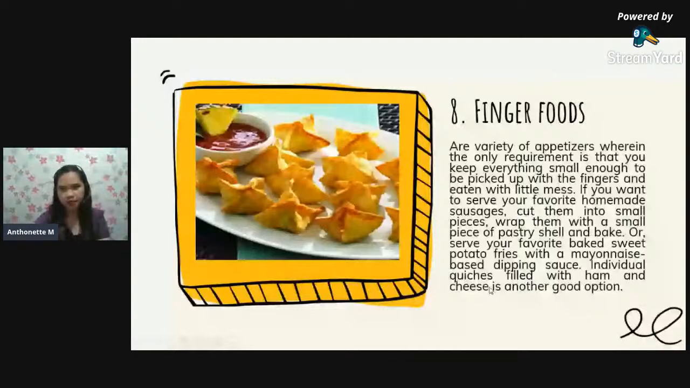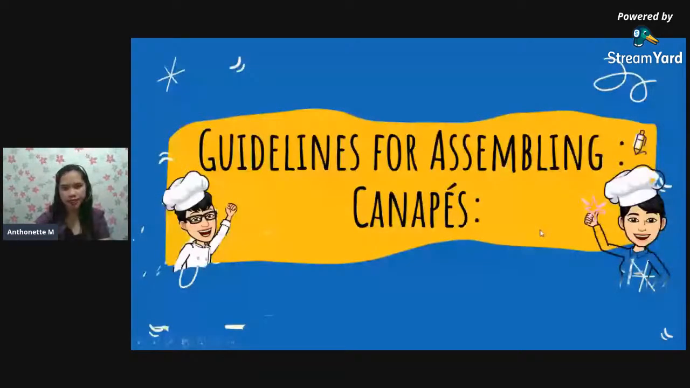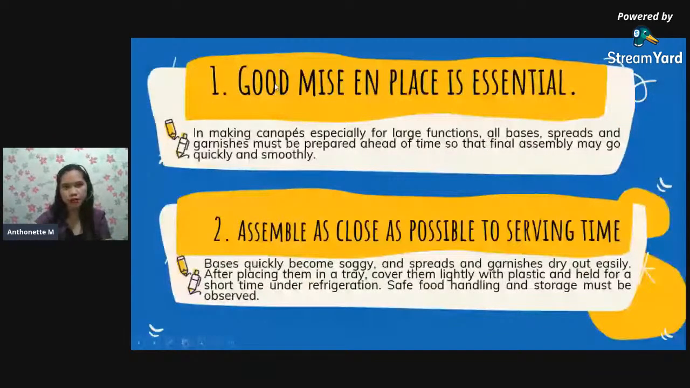Okay? So next, let us have the guidelines for assembling your canapes. Number one: good mise en place is essential. We discussed this earlier. Mise en place means you have to put everything in place, or set it in place. You have to prepare everything, the ingredients and the tools that you need in the preparation of cooking. So you should have a good mise en place.